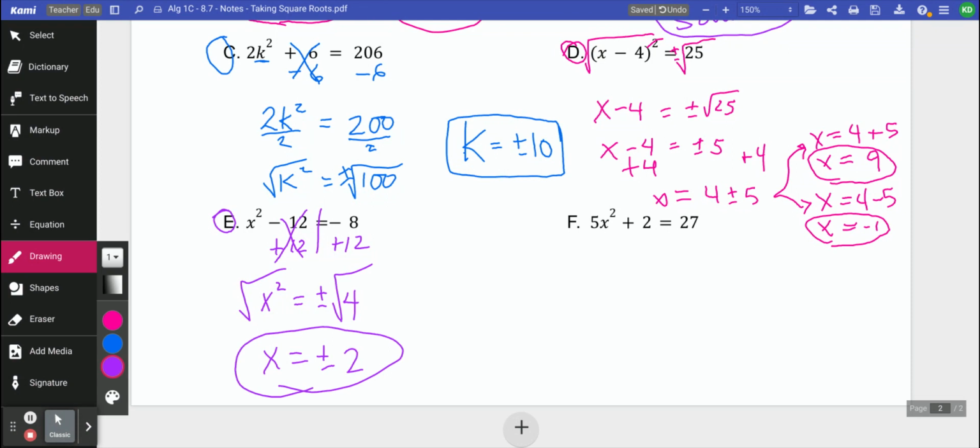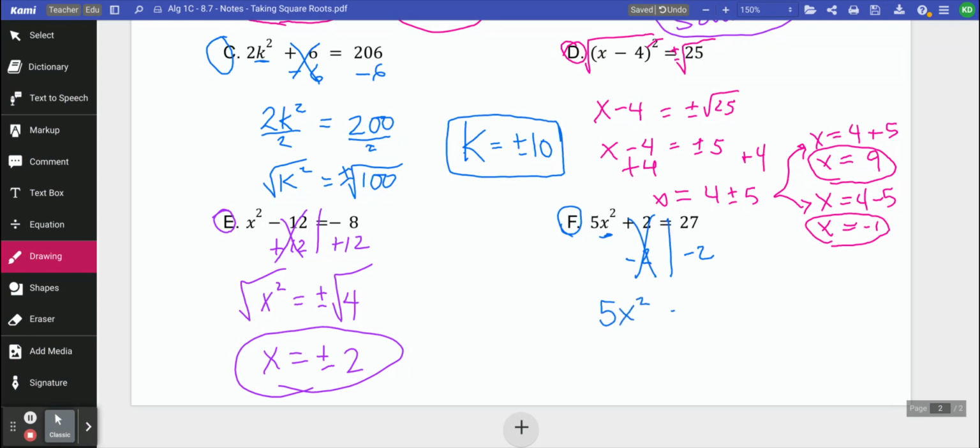All right, last example here. For this one, we are going to isolate x squared. So I have to do a couple of things to isolate x squared. This and C, these are good examples if you see one on your homework that looks like this. So subtract 2 to get rid of the plus 2. We get 5x squared equals 25, 27 minus 2. Now we have to divide by 5 before we do that square root part.